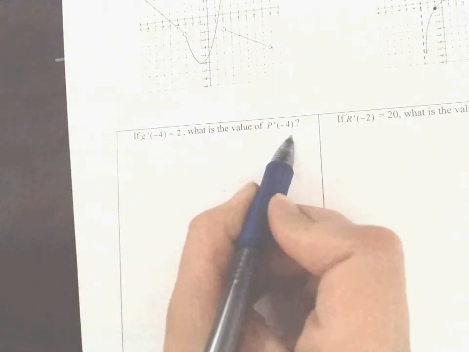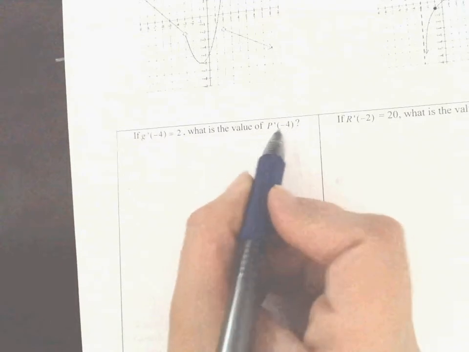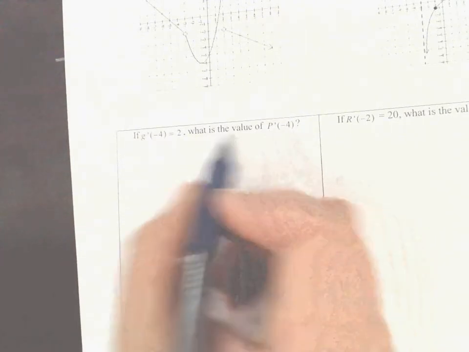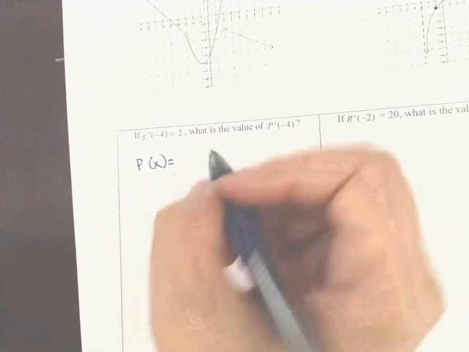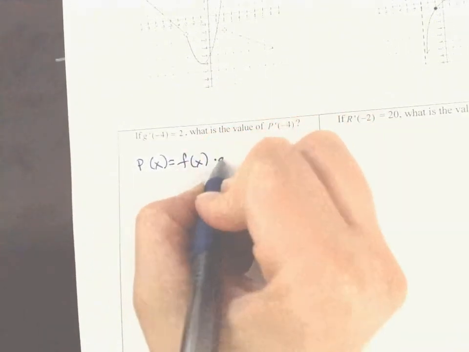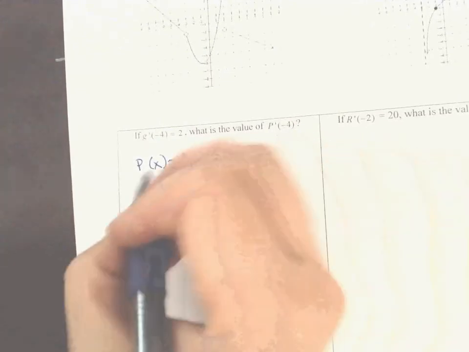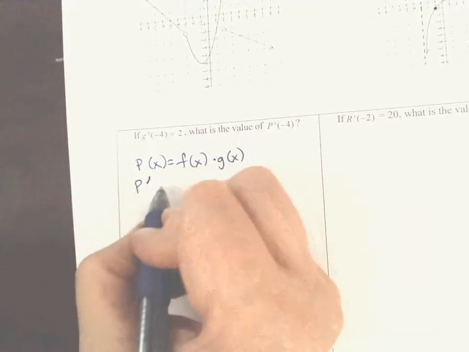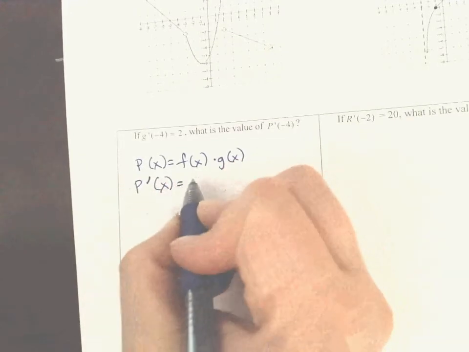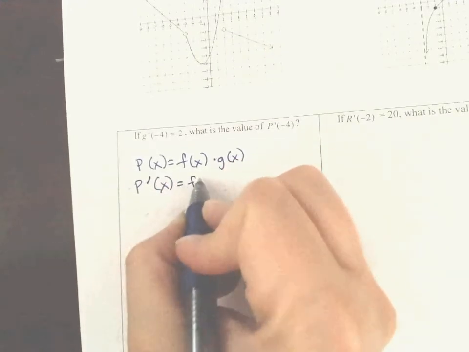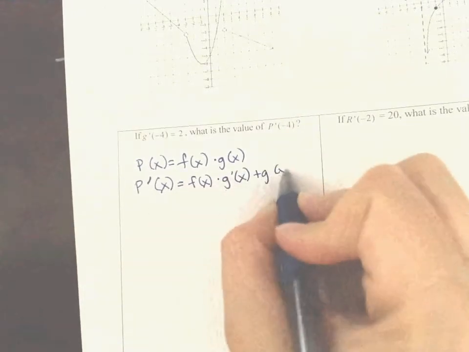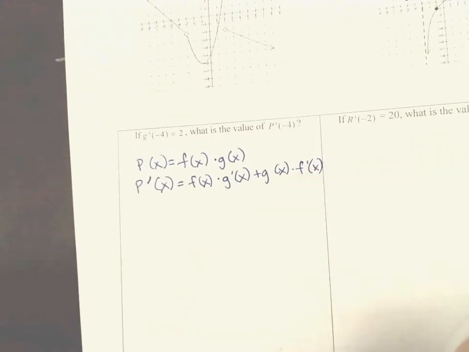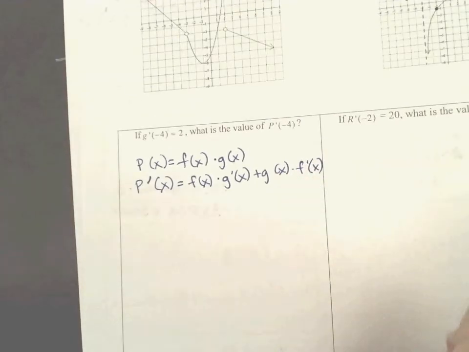It says if g prime of negative 4 is 2, what is the value of p prime of negative 4? P prime of negative 4 is ultimately what you're looking for, but that means I have to first start with p of x. What is p of x? F of x times g of x. Yes. Okay, we need to find p prime of x next before we worry about plugging anything in. What is p prime of x? F times g prime plus g times f prime. All right, so that is your product rule in function notation.